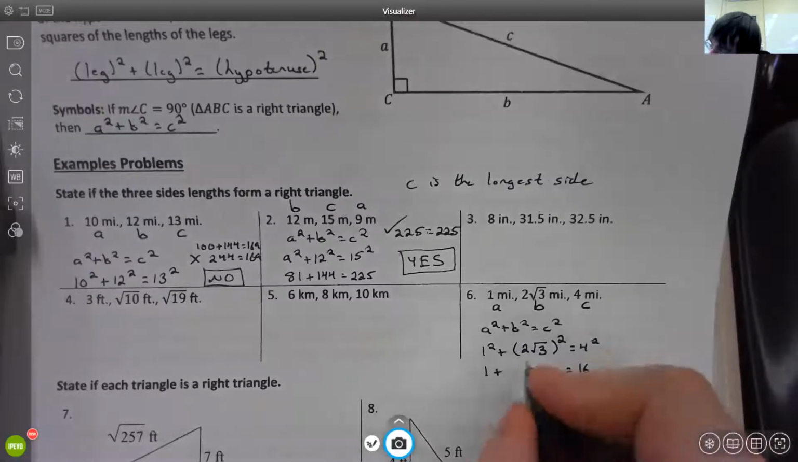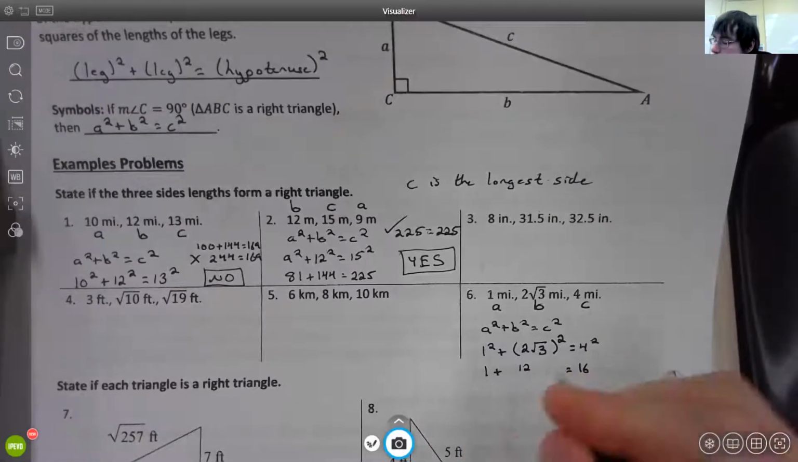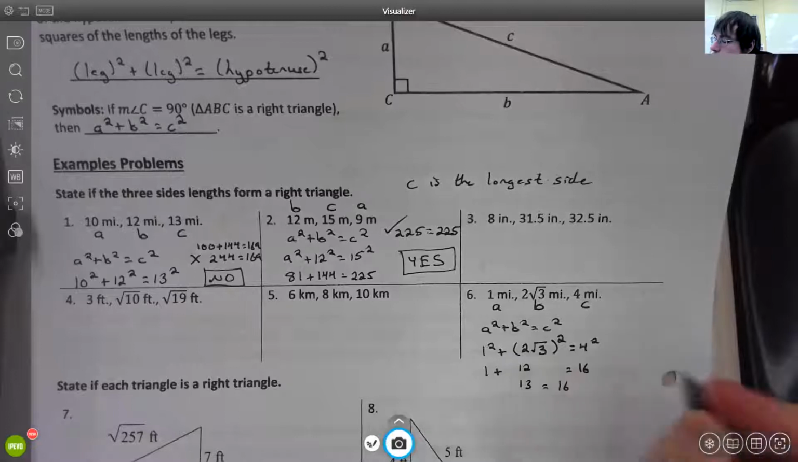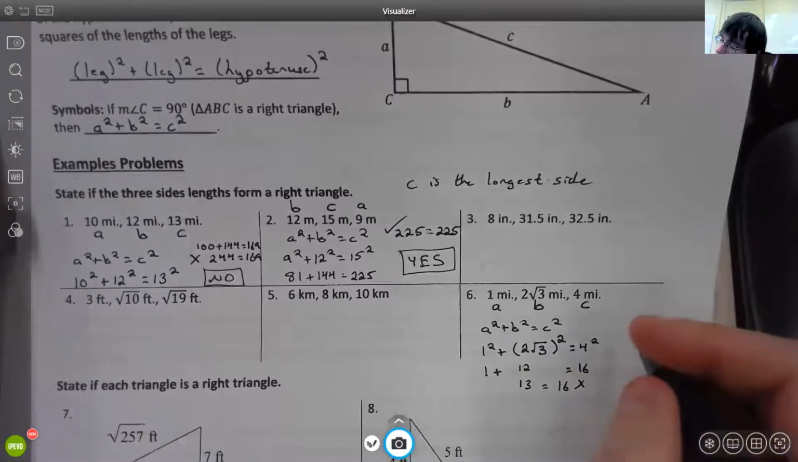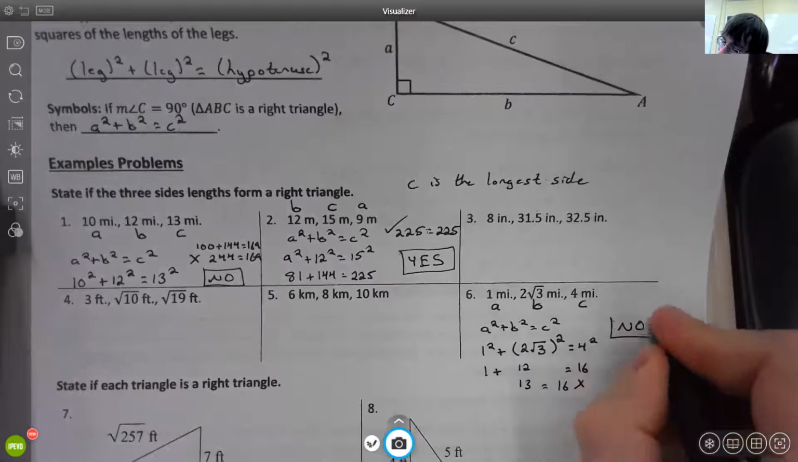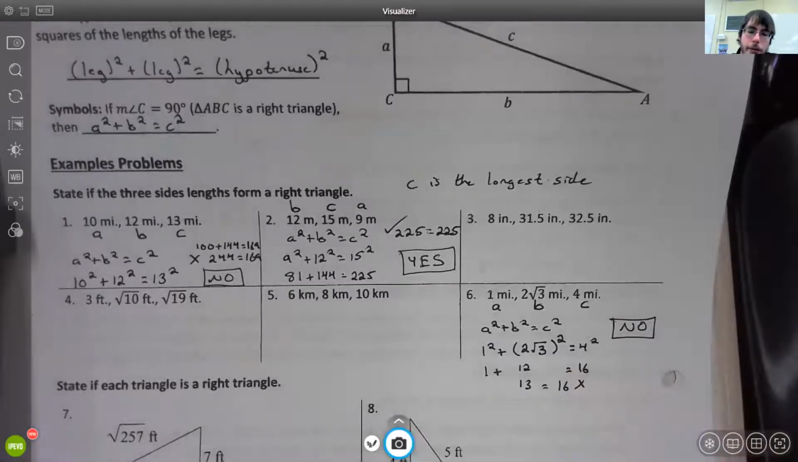So this is 12. 1 plus 12 is 13. And last I checked, 13 does not equal 16. So this is a no, just like number 1.